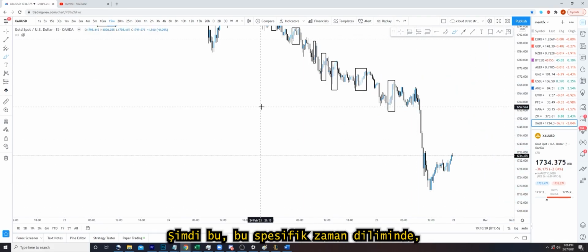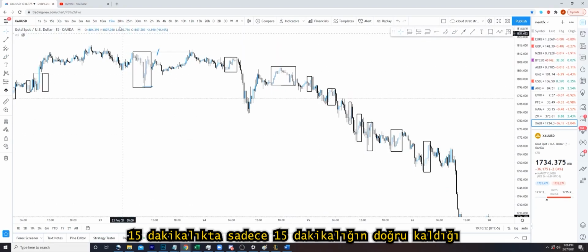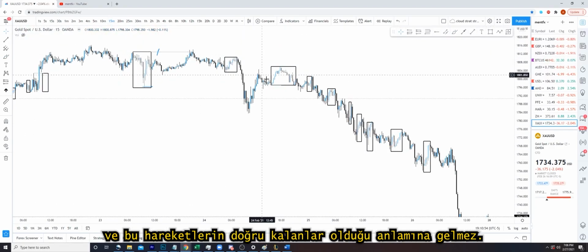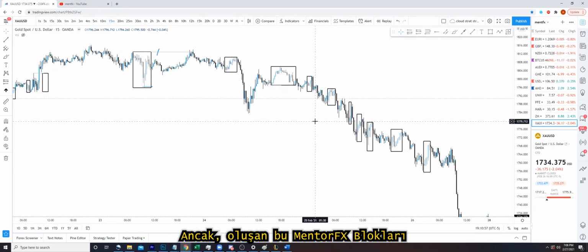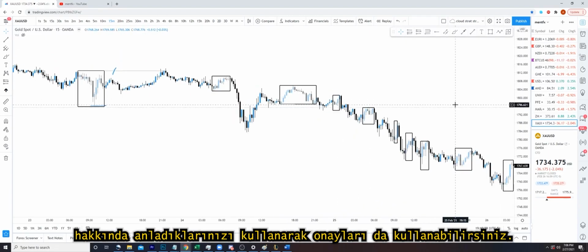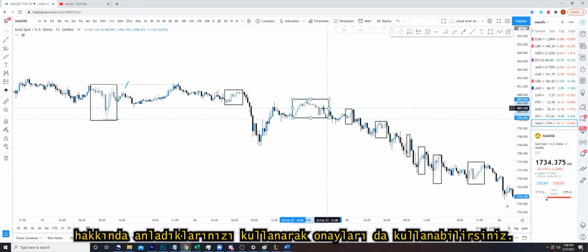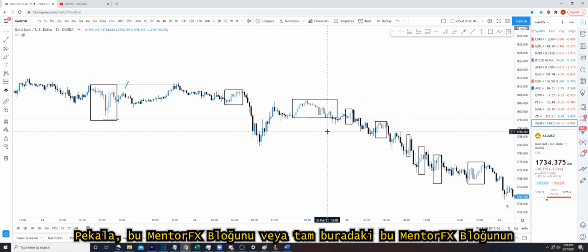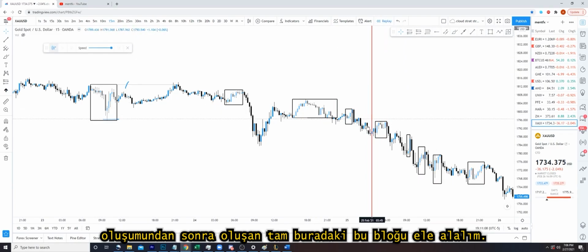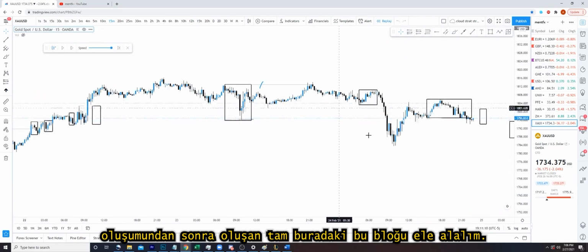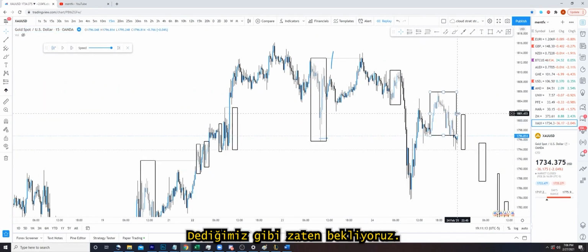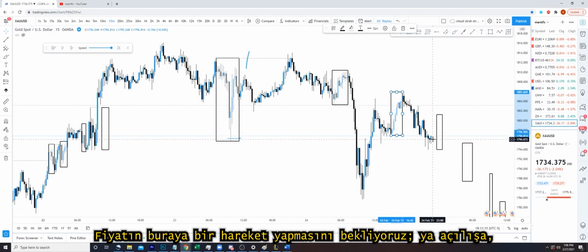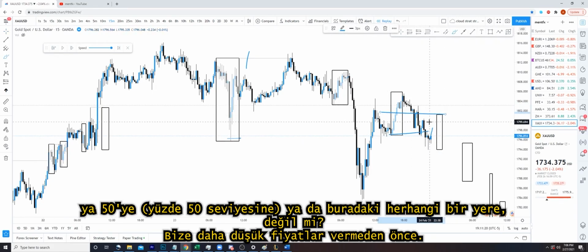Now, this does not mean that only the 15-minute is what reigns true. On this specific time frame, the 15-minute and these moves are the ones that reign true. However, you can also use confirmations using what you understand about these MentorFX blocks that form. And what do I mean by that? Well, let's consider this MentorFX block right here, or even this one right here that formed. After the formation of this MentorFX block right here, we are already expecting, as we said, so let's just make this smaller so we can see it. We are expecting price to make a movement into here, either to the open or to the 50 or anywhere inside there, right, before giving us lower prices.